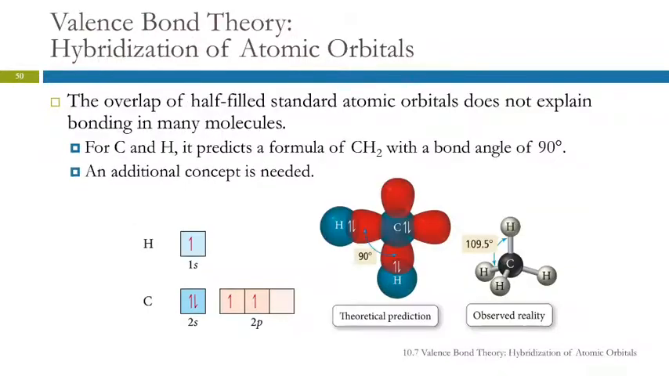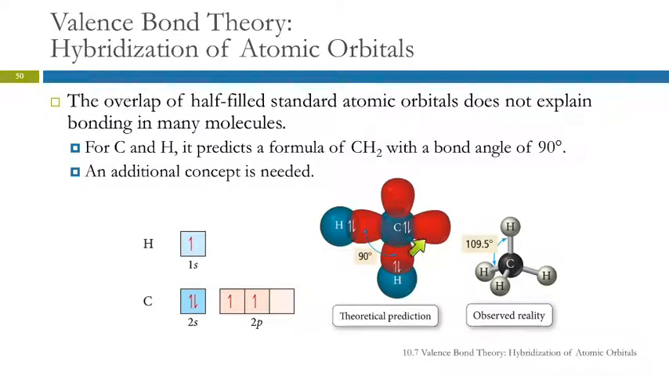Let's look at another example. Let's look at carbon and hydrogen. So here's hydrogen's orbital diagram. Here's the valence shell for the carbon. We see that carbon has 2 half-filled p orbitals. And so we could overlap one of these with one hydrogen, and the other one could overlap with another hydrogen. And so that's what we're illustrating here. This third p orbital is empty, and so we didn't draw it.